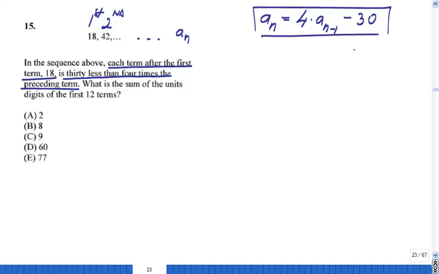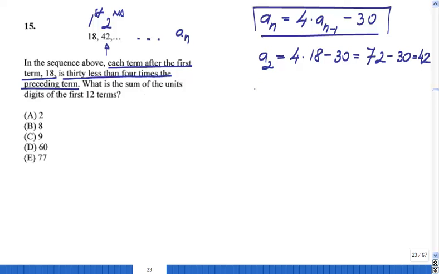Now, let's see if my rule is fine or I'm just making a mistake. 42 is my second one, right? This rule says that the second term, a sub 2, should be 4 times the previous term, a sub 1, which is 18, right? Minus 30. 4 times 18: 4 times 8 is 32, 4 times 1 is 4, plus 3, 72, right? I got 72 minus 30, and yes, indeed, this is 42, okay?